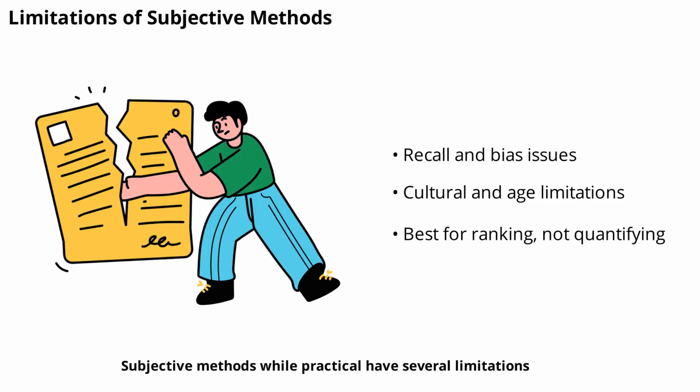Subjective methods, while practical, have several limitations. They rely on participants' ability to recall and accurately report their activity, which introduces recall and social desirability biases. Questionnaires may not perform well across different age groups or cultures unless specifically validated. Leisure activities with clear terminology are easier to report than light or moderate activities, leading to imprecise estimates. As a result, subjective methods are better for ranking individuals than for quantifying exact activity levels.